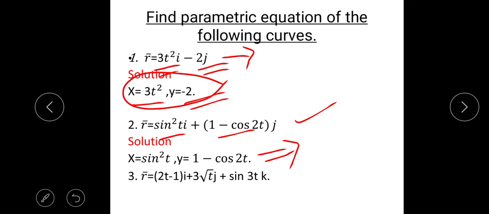I hope you all understood what I discussed today. I started with vector functions, the graph of a vector function, and the representation of vector functions in two different forms: one is the parametric form and the other is the vector form.